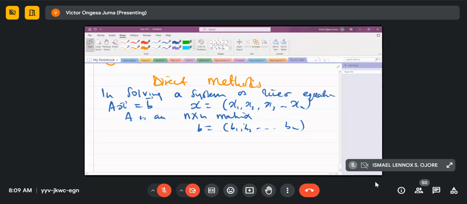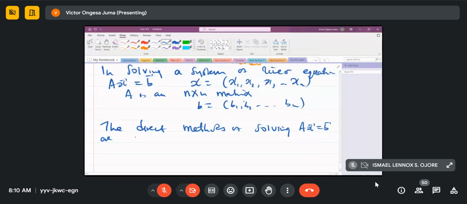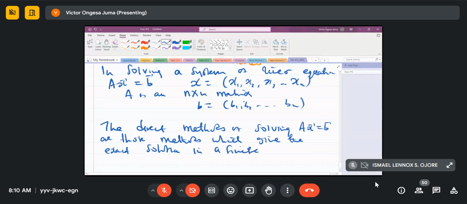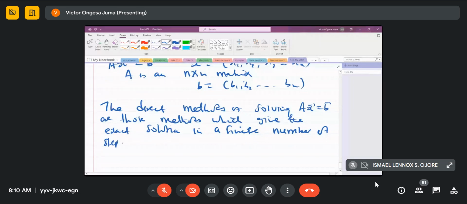So we say the direct methods of solving Ax = b are those methods which give the exact solution, and this is the key thing, in a finite number of steps, in absence of round-off errors.